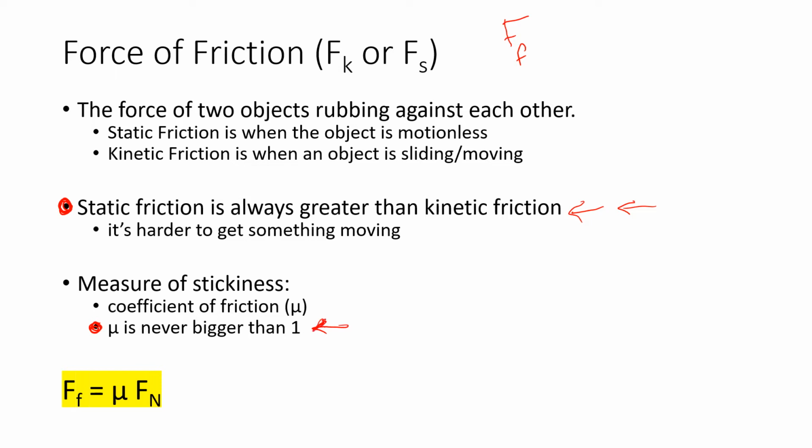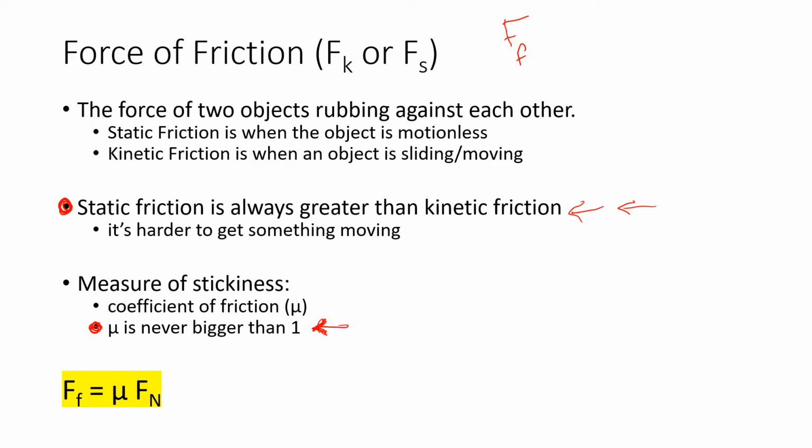This is important for calculations, right? It's one way to check yourself if you're asked to find the coefficient of friction. If you get a coefficient of friction that's bigger than 1, then you know somewhere in your problem you've made a mistake.